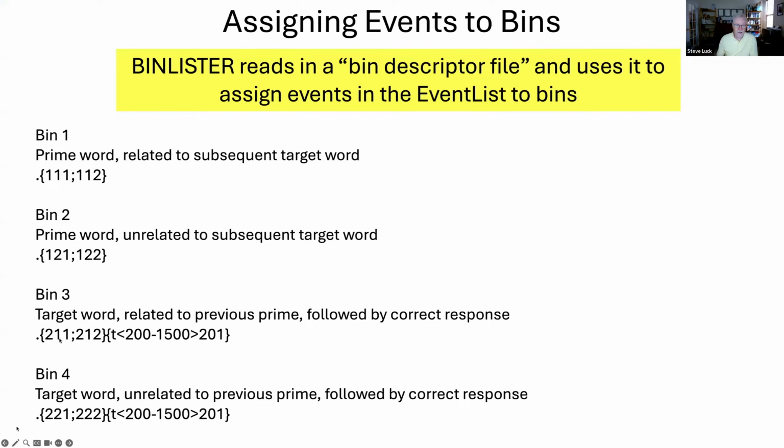Target words that are related to the previous prime are 211 and 212. 201 is the event code for a correct response. So this is saying we're going to time lock to instances of 211 or 212 that are followed 200 to 1500 milliseconds later by event code 201. So that's how we say that it's related to a previous prime, because that's what the event codes indicate, and followed by a correct response. If you didn't follow that, don't worry about it. You can read our documentation. We have extensive documentation about how this works.